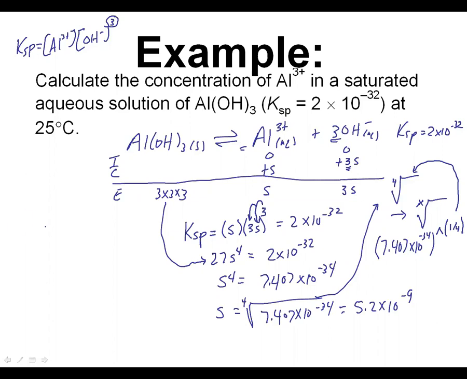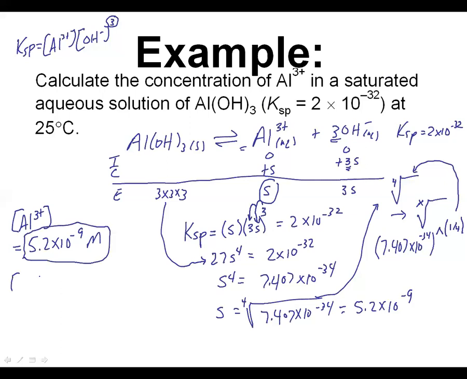So to answer the question, just so everybody is clear, the aluminum concentration, if we look at the table, does equal S, which means its concentration should be 5.2 times 10 to the minus 9 molar, or really probably should cut it to 1 sig fig since that's the only number we have, but we'll leave it like that for now.